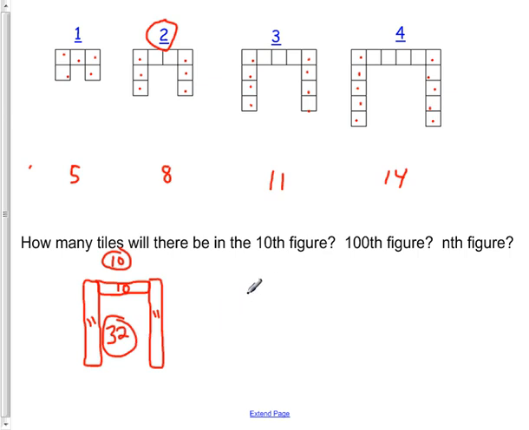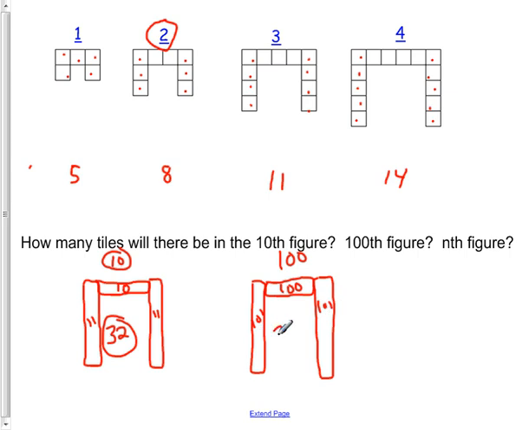All right, how about the 100th figure? So it's going to look just like this. We're going to have 2 sections of, and it's always going to be 1 bigger, so it's going to be 101. And then in between is exactly whatever term it is. So once again, it's the 100th figure, so there's going to be 100 tiles in there. So 100 plus 101 plus 101, and that's going to be 302.